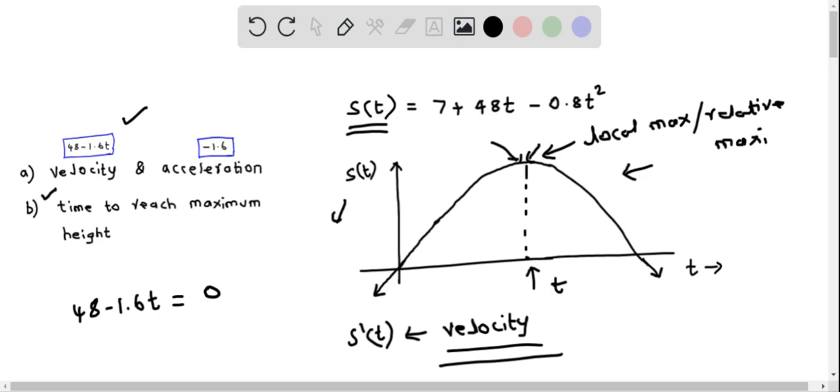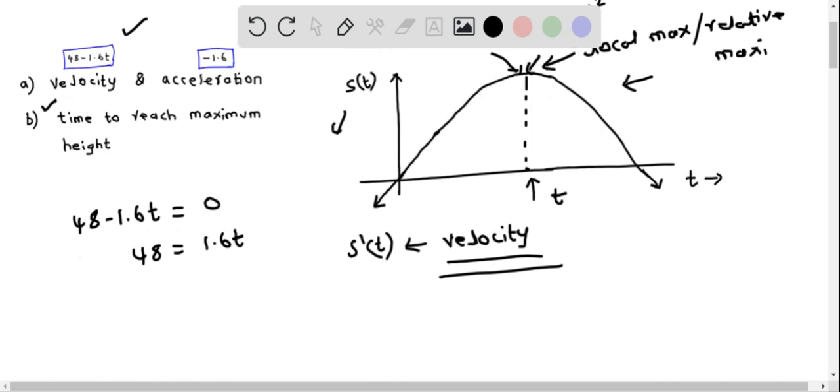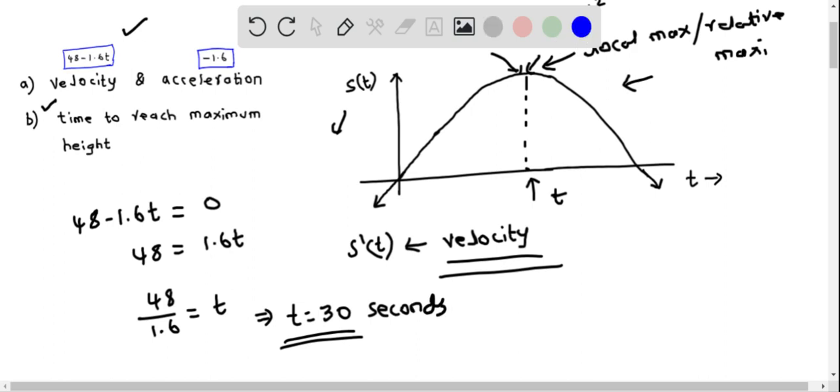So I add 1.6t to both sides. So therefore I get 48 equals 1.6t. Now I divide both sides by 1.6. So this becomes 48 over 1.6 equals t. And this equals, we plug this into the calculator, 48 divided by 1.6 is 30. So we say that at time t equal to 30, the rock reaches the maximum height. And we put the unit of time, which is seconds. So this answers this question.